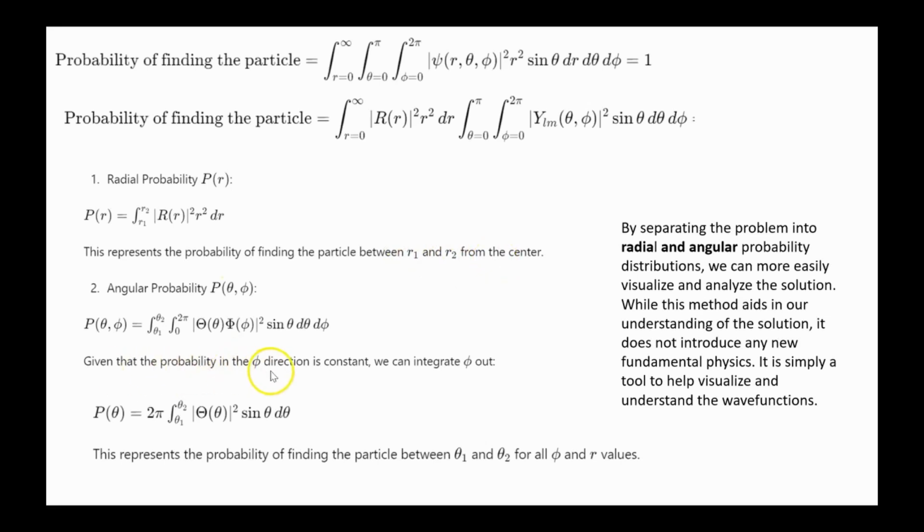The probability in the phi direction is constant, and so we can integrate it out. For any one of these solutions, the phi portion is e to the i m phi, and when you square that, you get a constant. None of these solutions depend on phi. The probability in the phi direction is always the same. P of theta is equal to 2 pi times the integral from theta 1 to theta 2 of the theta portion of the wave function squared times sine of theta d theta, and this represents the probability of finding the particle between theta 1 and theta 2 for all values of r and phi.